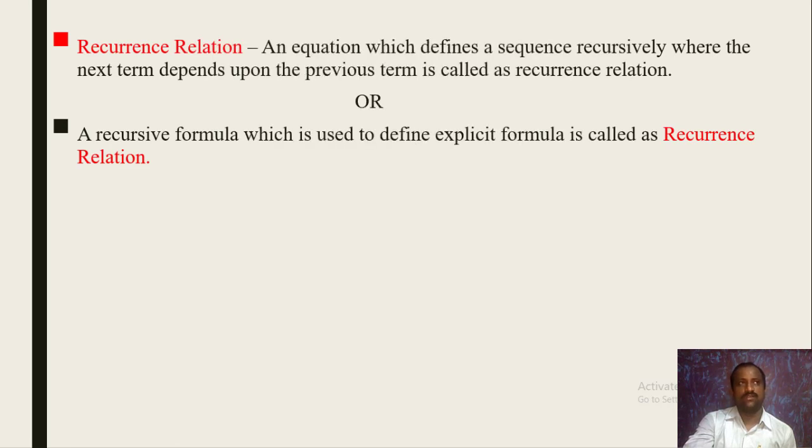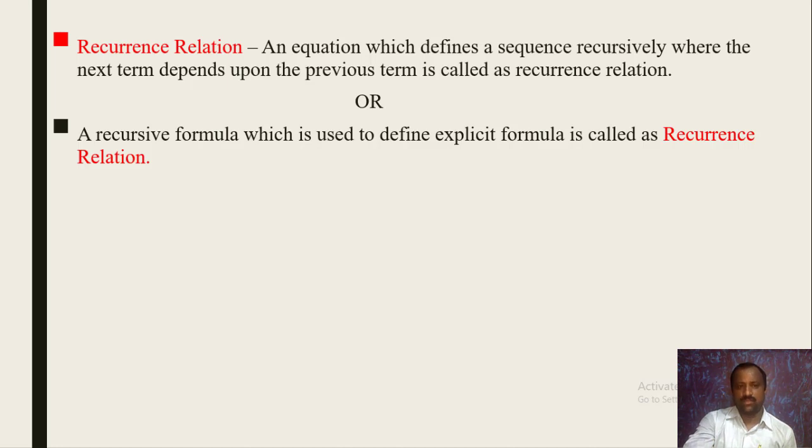Now, third definition, that is the title of our topic, recurrence relation. What is the definition of recurrence relation? In the explicit formula, we get the nth term directly. In the recursive formula, to obtain the nth term, we have to depend upon the (n minus 1)th term. Now, we have to see the definition of recurrence relation, which depends upon both the explicit formula and recursive formula.